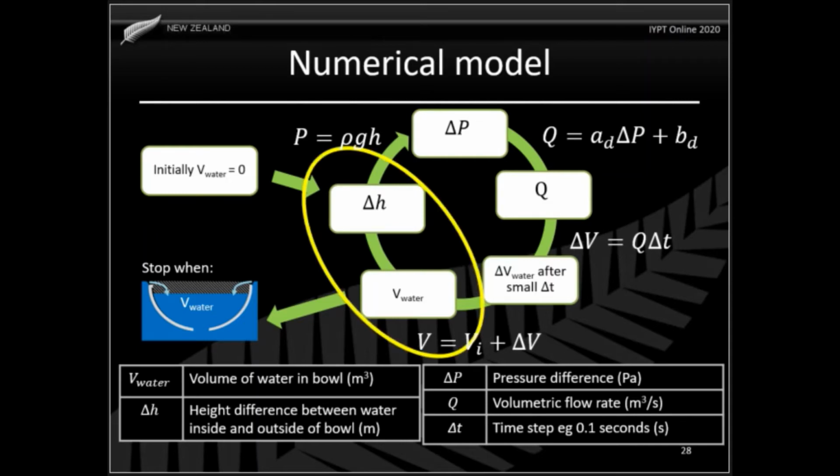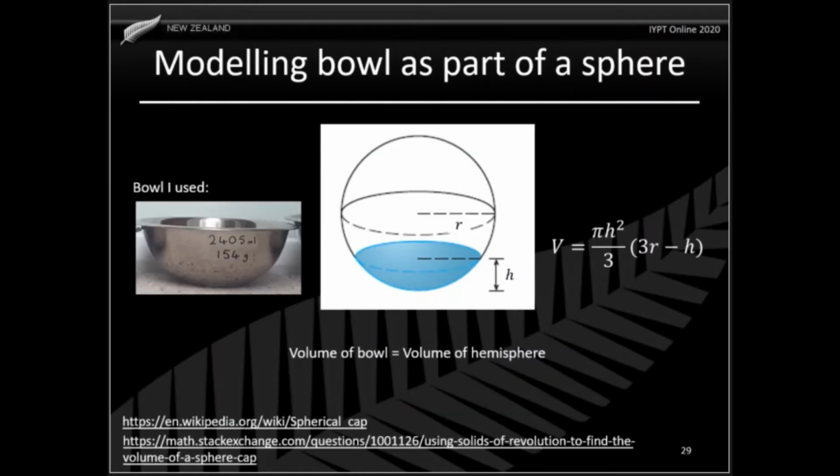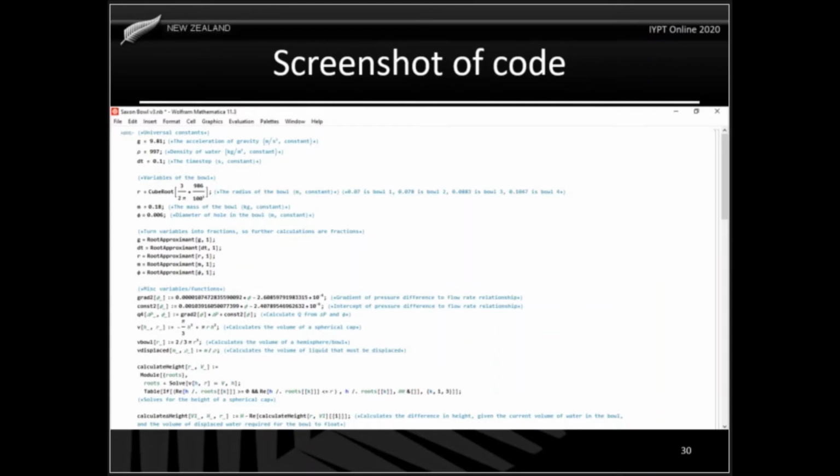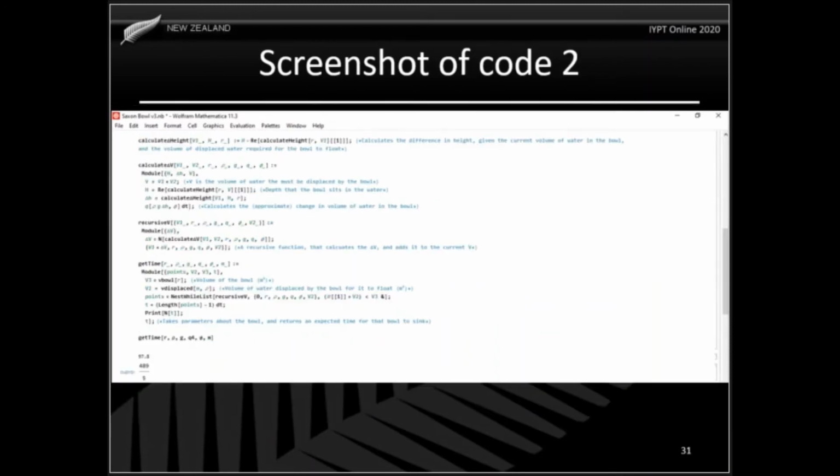I will now talk about this step. We need to convert between a known volume of water and the height of that water. My model does that by modelling the bowl as half a sphere and the water inside as a spherical cap. These are some quick screenshots of what the model looks like.